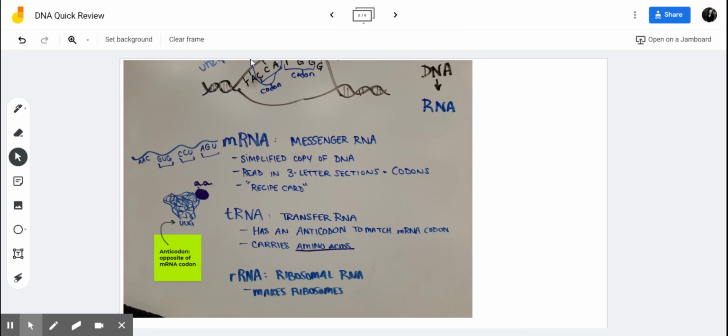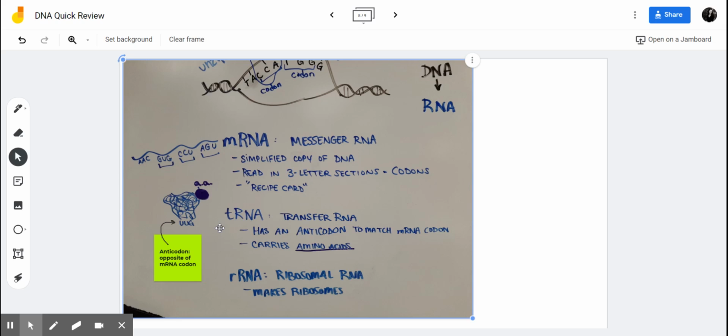We can make three types or shapes of RNA. mRNA stands for messenger RNA. It is a very simple copy of the DNA message, and we're going to read it in three-letter chunks called codons. We think about mRNA like the recipe card.